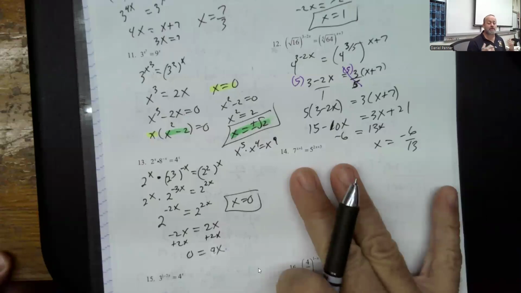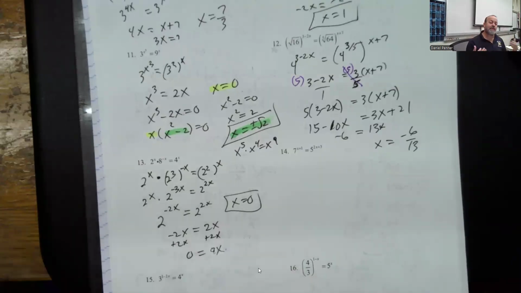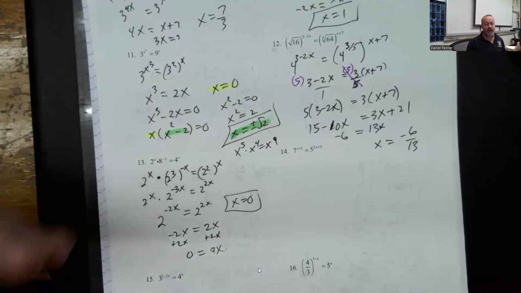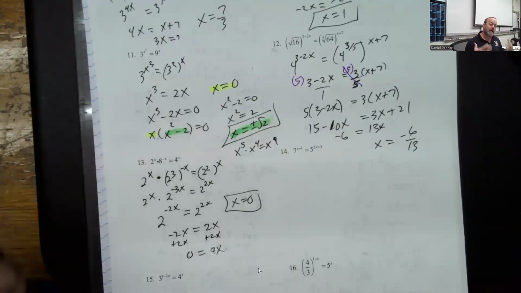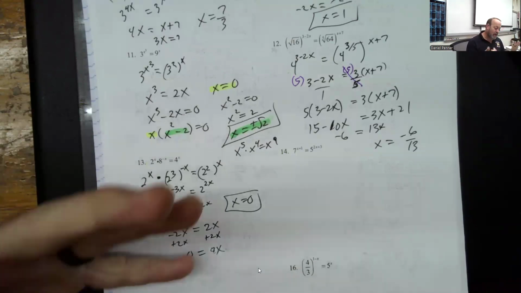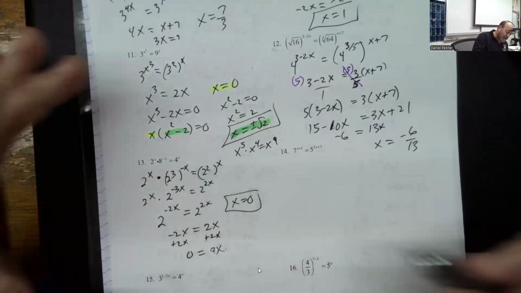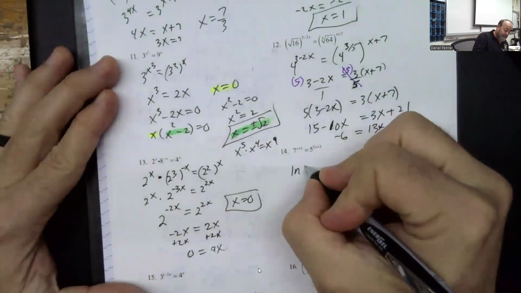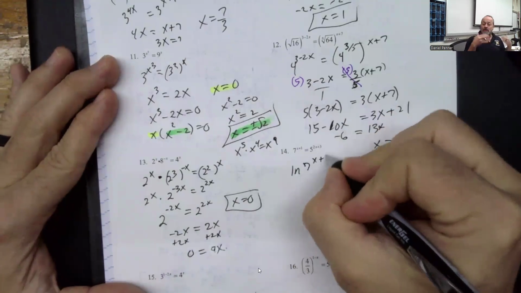So the way that I always look at it is if my variable is in the exponent, that's a bad thing, in the same way that a variable inside a radical is a bad thing. We want to get rid of those extra pieces that are around it. And the way you could do that is to take a log of both sides. Now, you could use any log base that you want.